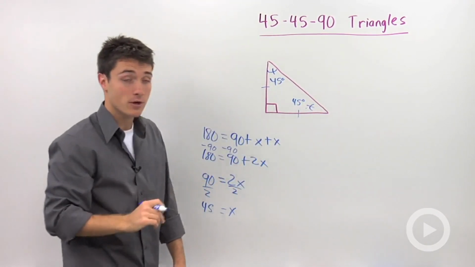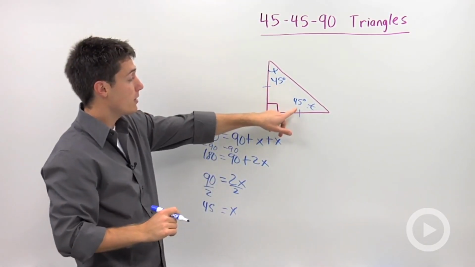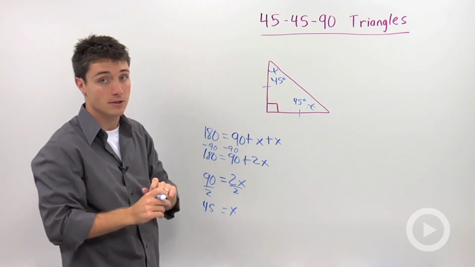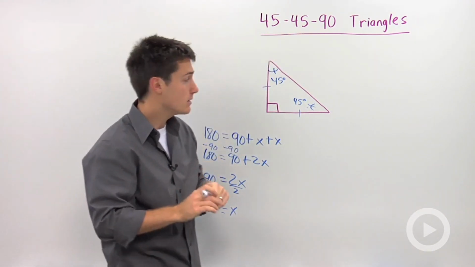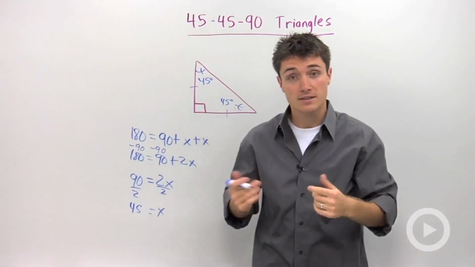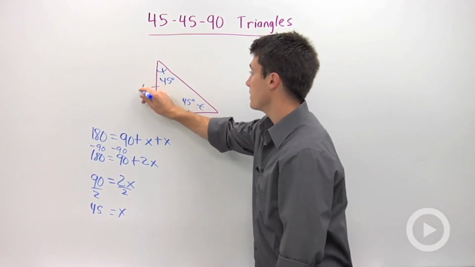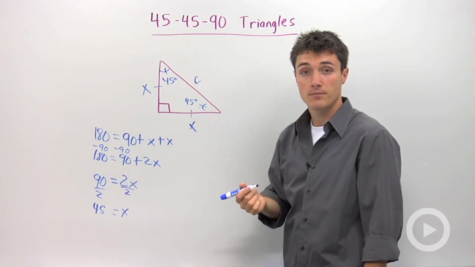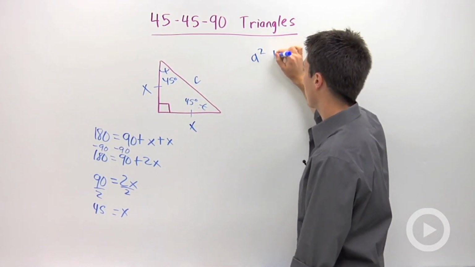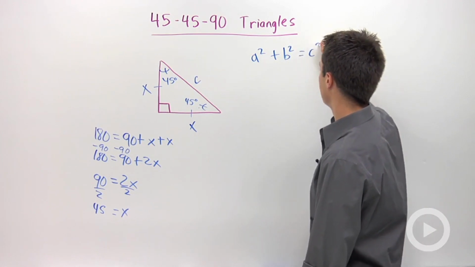So in an isosceles right triangle, you're going to have a 45 degree, a 45 degree, and a 90 degree. So that's what we mean when we say 45, 45, 90. Now something is going on with these angles and sides. If I wrote in that these were both x, and I would say that this is my hypotenuse c, let's apply the Pythagorean theorem and see what happens.